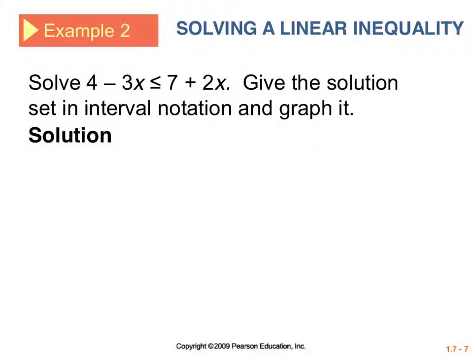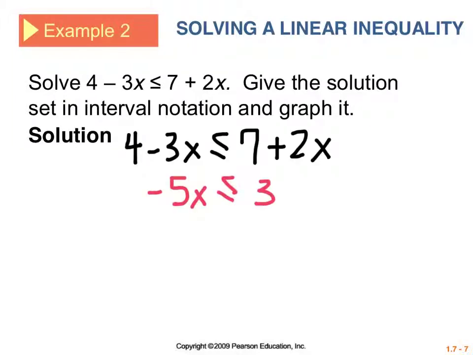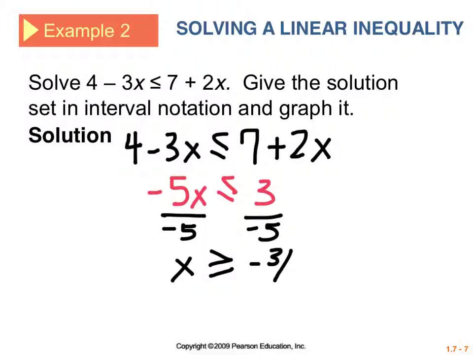Okay, so again here I just have a linear inequality. I'm going to treat it just as I would an equation. And so the first thing I need to do is get my x's together and my constants together. So I'm going to be subtracting 2x from each side and subtracting 4 from each side. And that results in the simplified inequality of negative 5x is less than or equal to 3. And then I would just need to divide by negative 5. And since I'm dividing by a negative number, I'm going to flip the inequality symbol and therefore my solution is x is greater than or equal to negative 3/5.